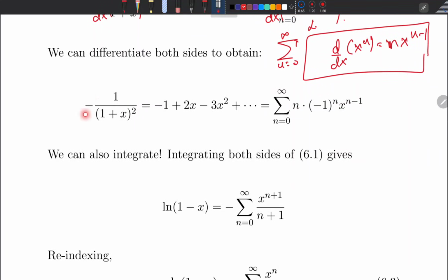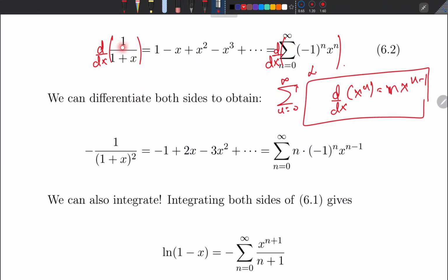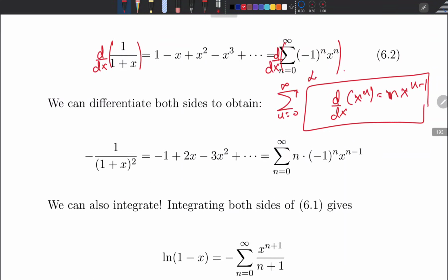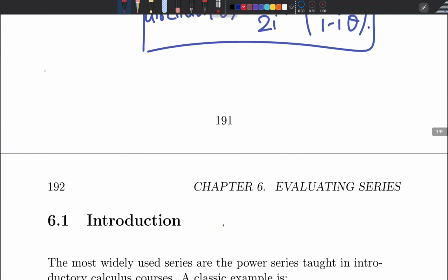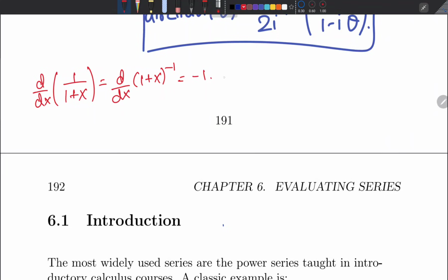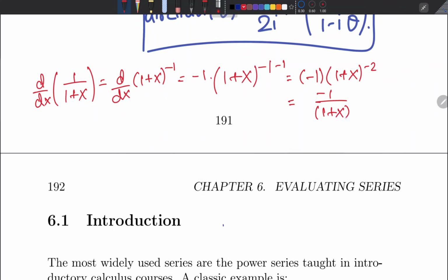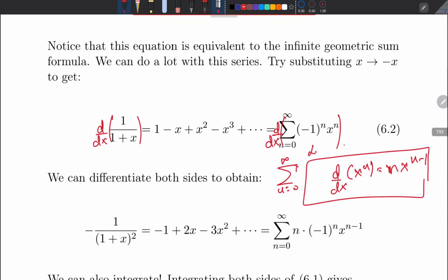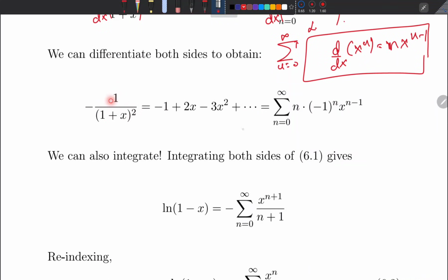And now we have to take the derivative of the left hand side as well. The derivative of 1 over 1 plus x: you can write that as 1 plus x to the minus 1. So that gives us minus 1 times 1 plus x to the minus 1 minus 1. So it's minus 1 times 1 plus x to the minus 2, which can also be written as minus 1 over 1 plus x whole squared. So that's how it works. So here it is, and we have the sum.